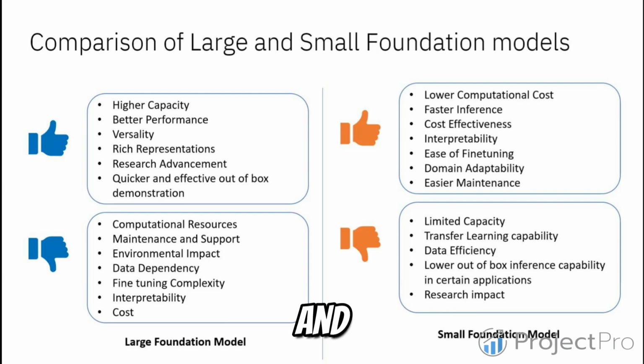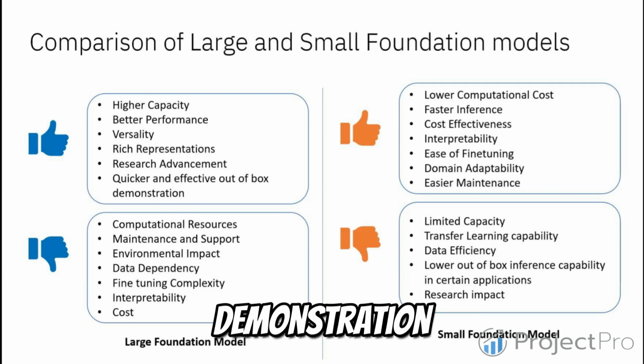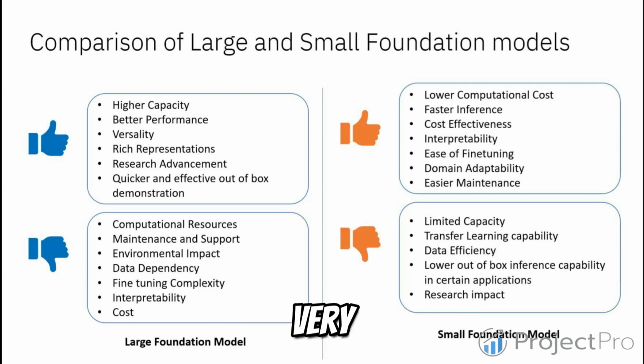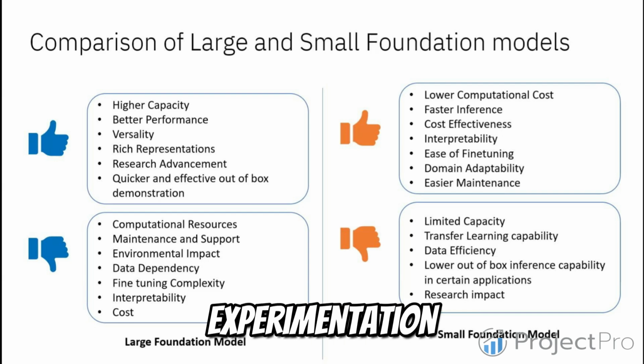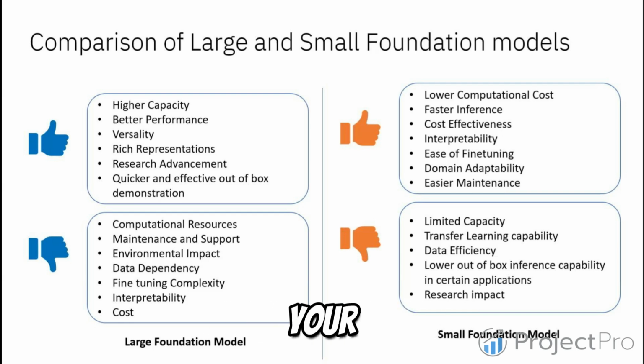And then quicker and effective out-of-the-box demonstration. If you want to do a quick demonstration, try out something very quickly, experiment, then with these large models you don't need to intervene so much. All you need to do is prompt it correctly, and it would give you the right answer. So for a very quick and dirty kind of small experimentation, to quickly show to your client or to anyone for demonstration purposes, I think large language models are very useful.